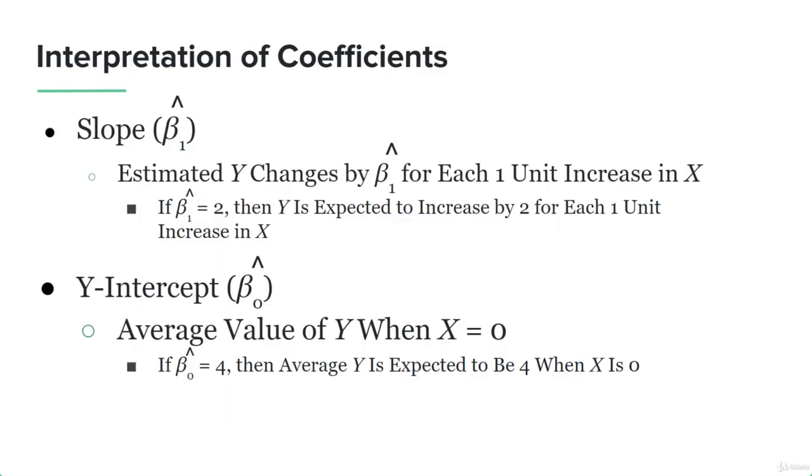So let's interpret these coefficients. The slope here, which is estimated by beta 1, is for each 1 unit increase in x.